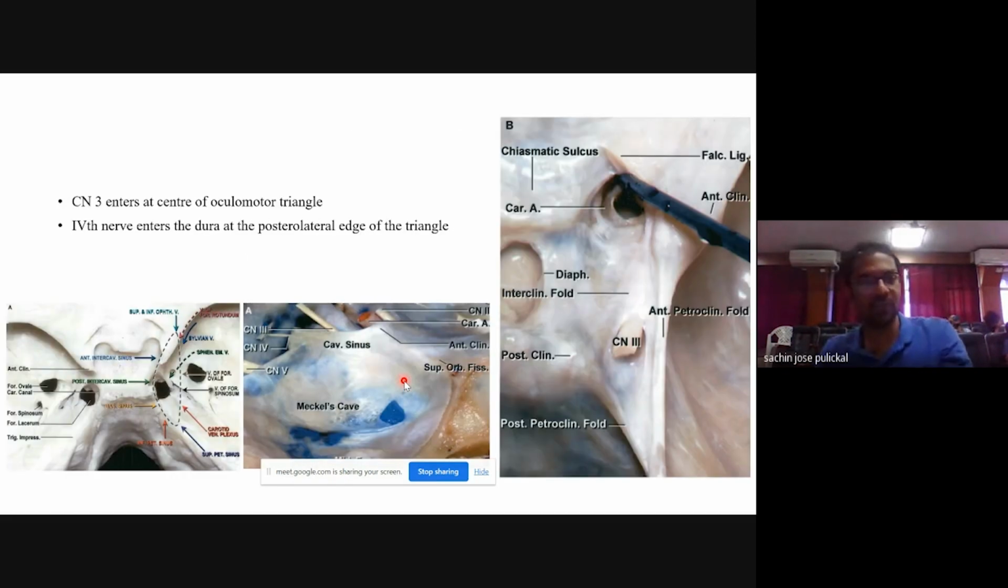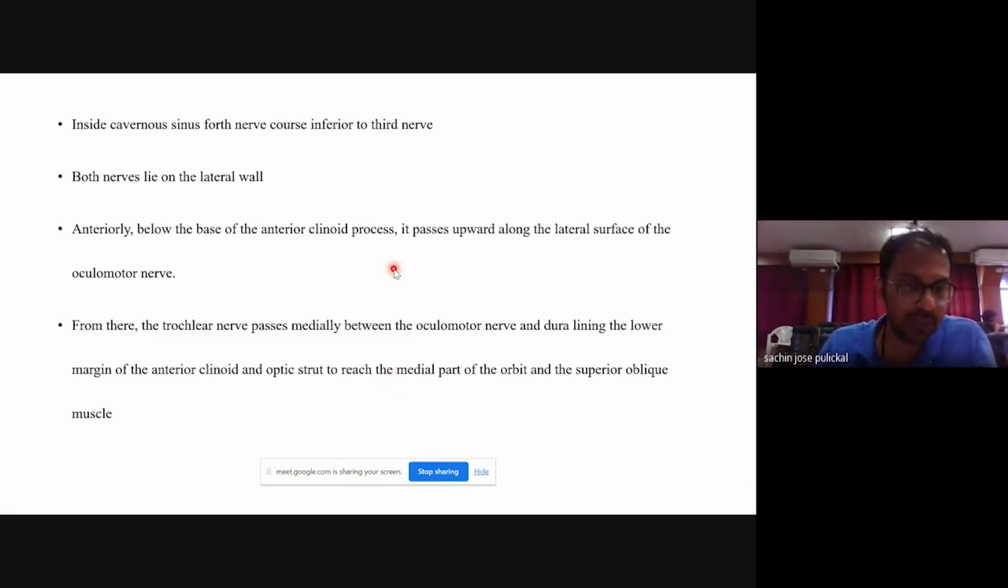But as you know, the trochlear nerve supplies the superior oblique muscle. The superior oblique muscle is a muscle which is situated on the medial aspect of the orbit. So when does it cross the third nerve? This crossing happens below the anterior clinoid process and somewhere near the superior orbital fissure. So initially, below the base of the anterior clinoid process, the fourth nerve will remain inferior and lateral to the third nerve. And as it courses through the superior orbital fissure, it passes medially between the optic nerve and the dura lining the anterior margin of the anterior clinoid to reach the medial part of the orbit, and that is how it supplies the superior oblique muscle.